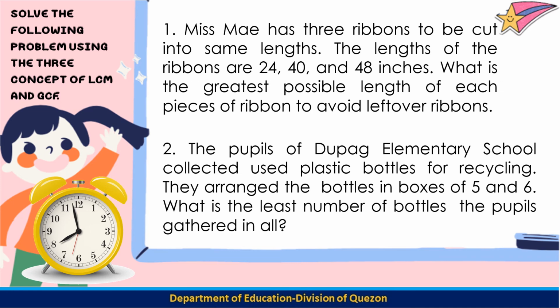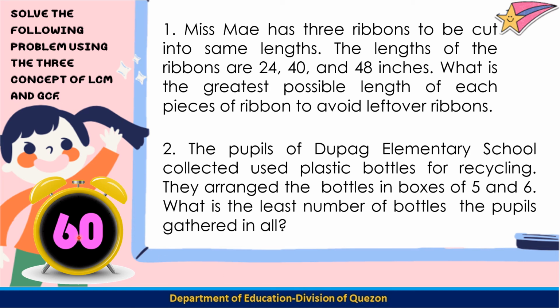Number 2. The pupils of Dupag Elementary School collected used plastic bottles for recycling. They arranged the bottles in boxes of 5 and 6. What is the least number of bottles the pupils gathered in all? I'll give you 60 seconds to answer these problems. And your time starts now.